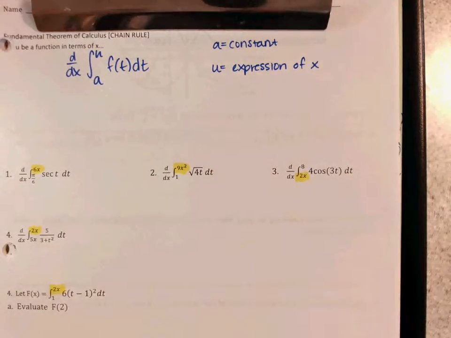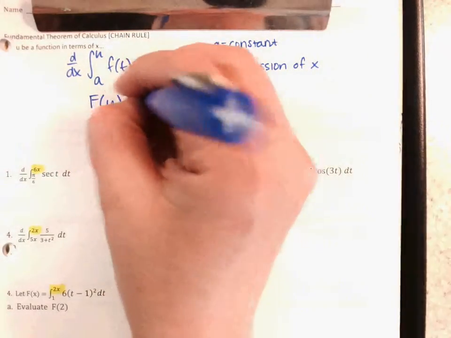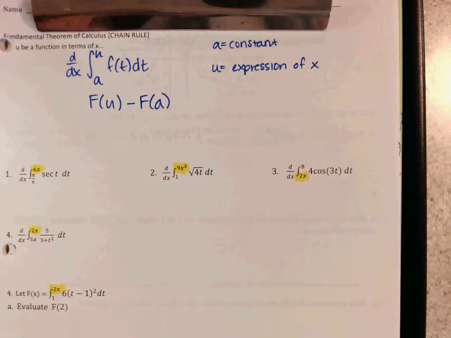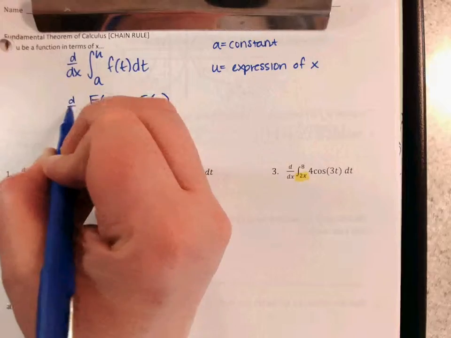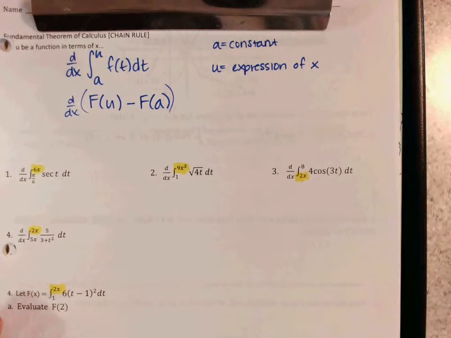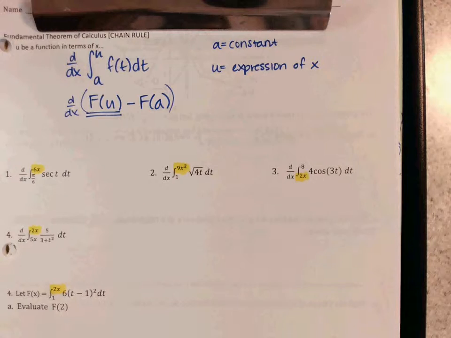So when I take the derivative, what's the antiderivative of little f? Big F, and I do capital F of u minus capital F of a, right? So I find the antiderivative, I plug in the endpoints, then I subtract. Okay, from here, I still have the derivative in front. When I take the derivative of capital F, what do I get? I'm back at little f, right?